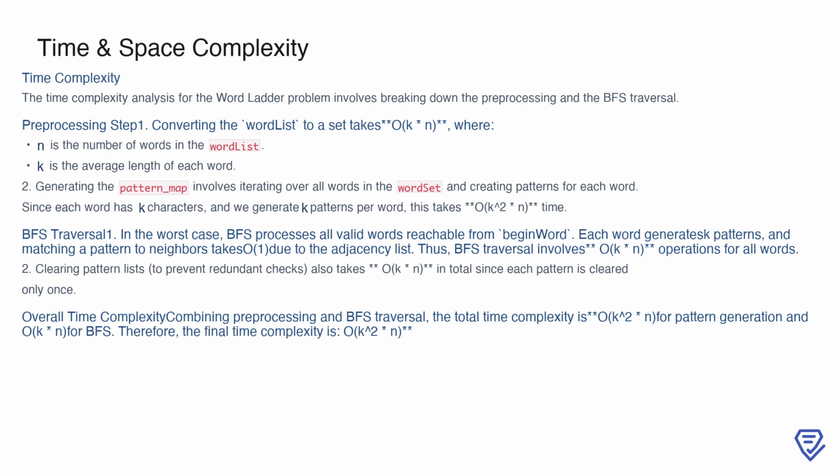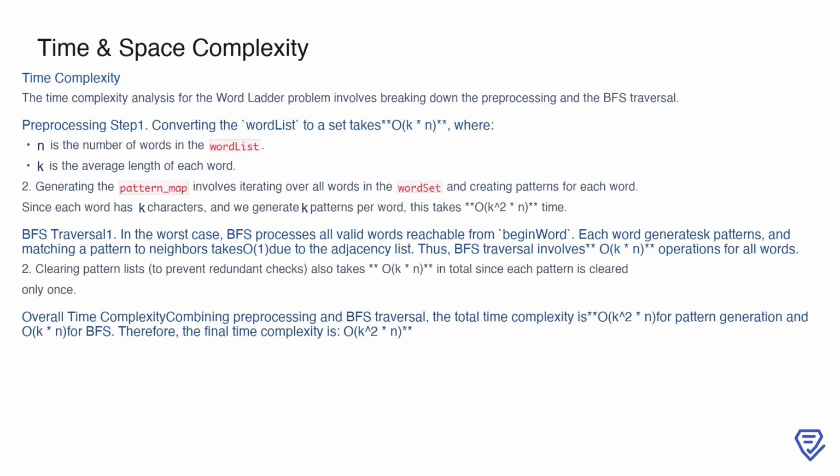To analyze the time complexity of the word ladder problem, we break it into two primary components, preprocessing and BFS traversal. First, during preprocessing, we convert the word list into a set for faster lookups. This step takes k*n time, where n is the number of words in the list, and k is the average length of each word. Next, we generate the pattern_map, which involves iterating over each word in the set and creating patterns by replacing one character at a time. Since each word has k characters and generates k patterns, this entire process takes k²*n time.